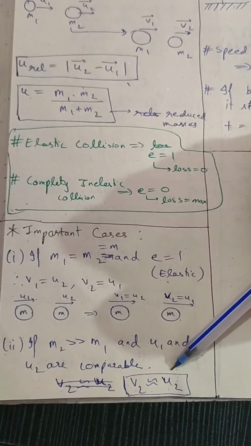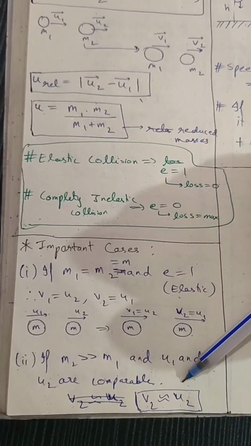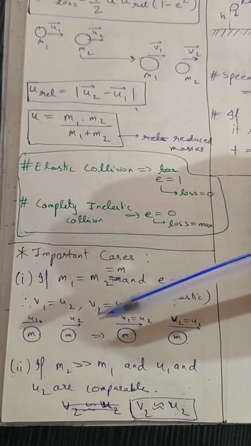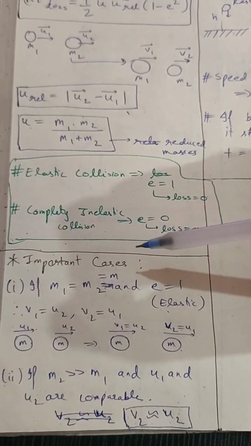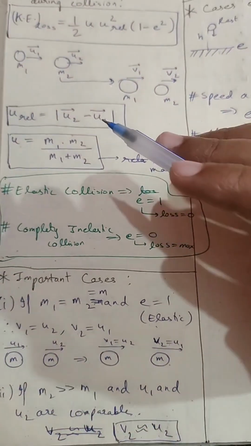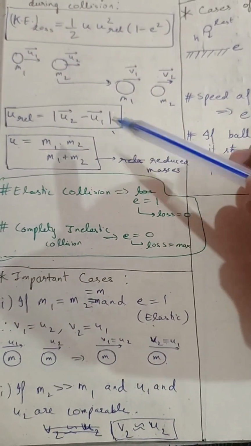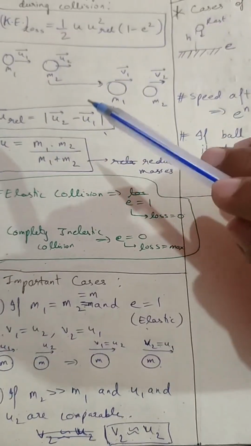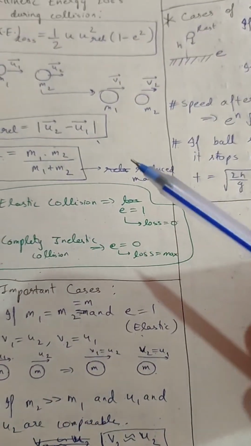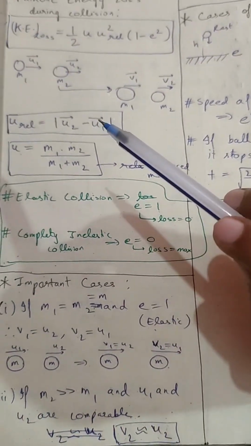v2 says same as u2. So this is a very normal thing you can understand. If you have a bus coming on the road and a ball is moving on the road in a small way, you can imagine the ball will not have any effect on the velocity of the bus.